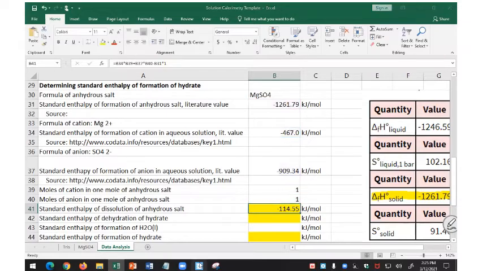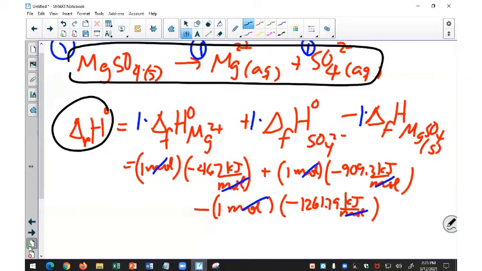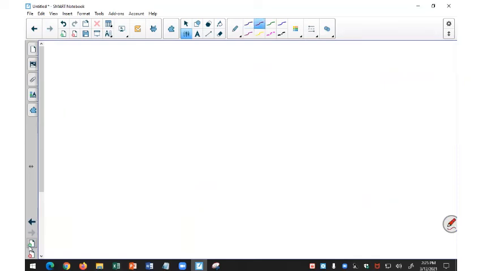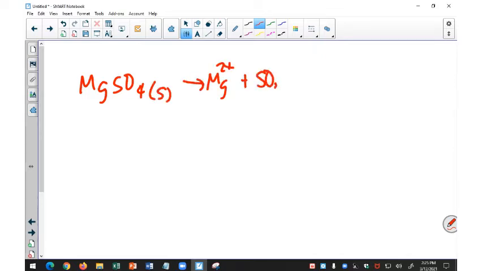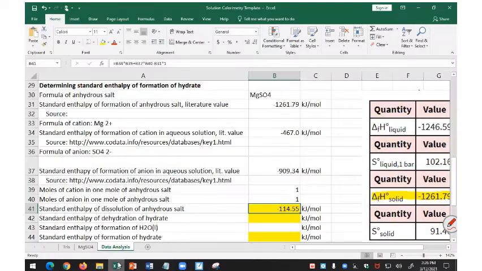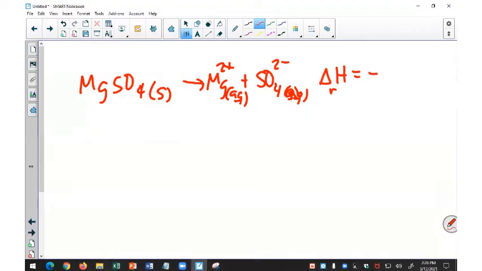Okay, so going back now to our equations, I have this magnesium sulfate solid yields magnesium ions plus sulfate ions aqueous. Delta H for this reaction is how much? We just solved it. Negative 114.55 kilojoules. Now from our experiment, so this is literature, right?